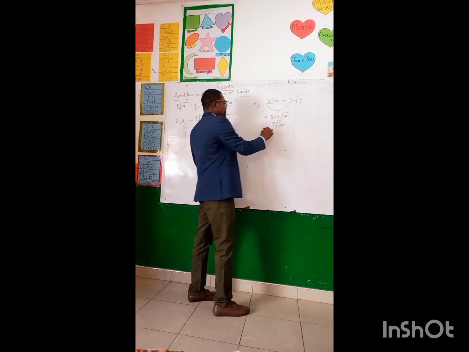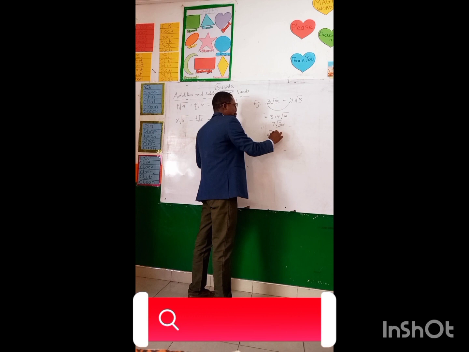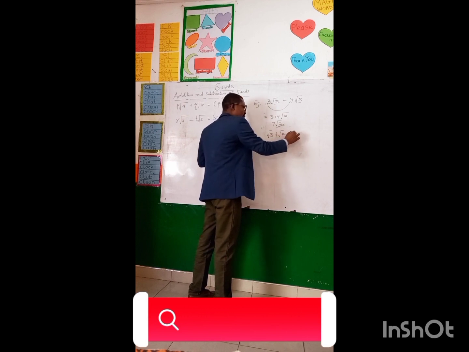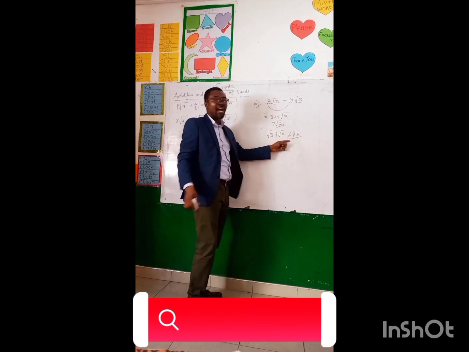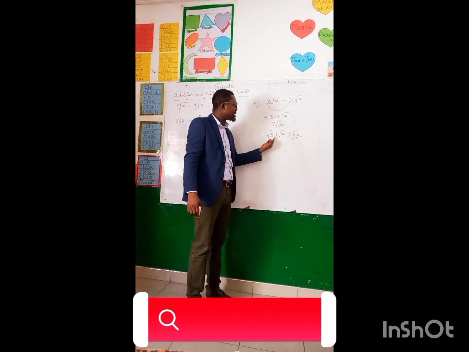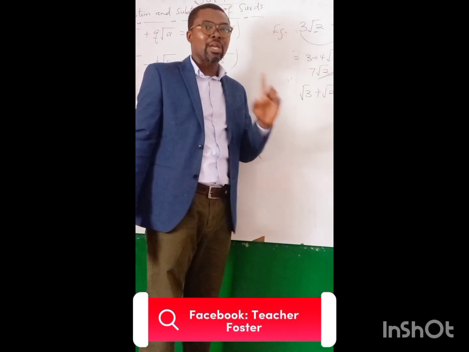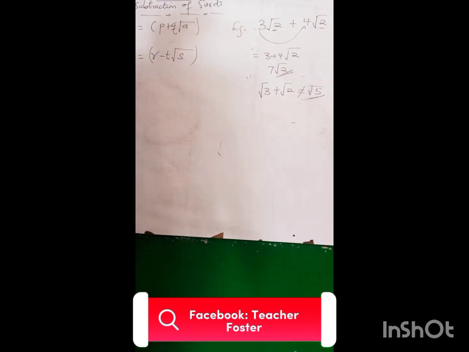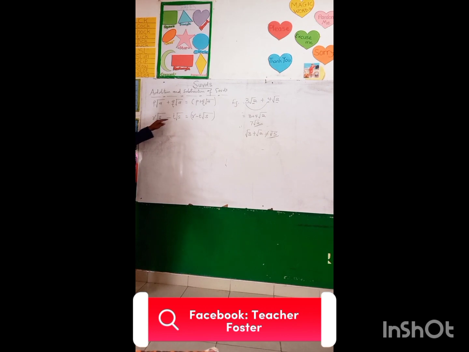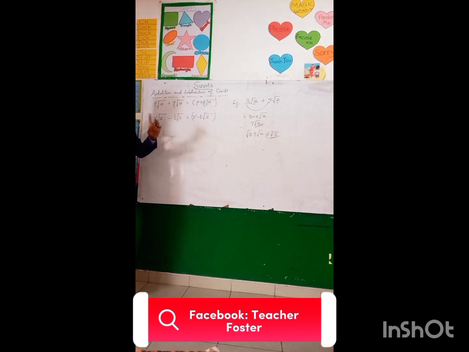Take note that root 3 plus root 2 is not equal to root 5. This is not equal to root 5 because the numbers under the surd are not the same, and so we cannot add them. Please take note. The same thing applies to subtraction. We are saying that the numbers under the root must be the same before we can subtract.